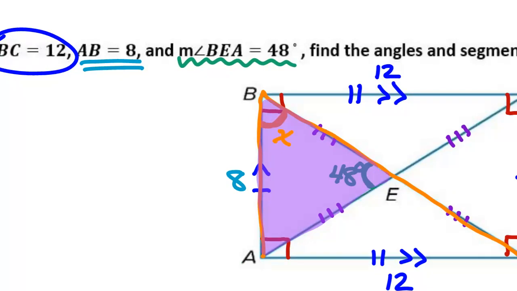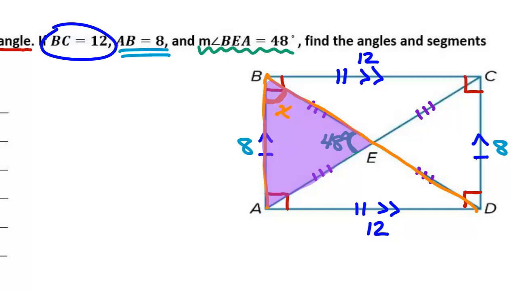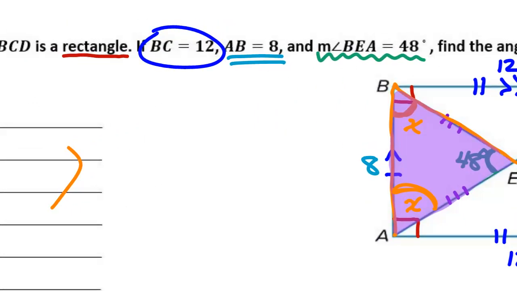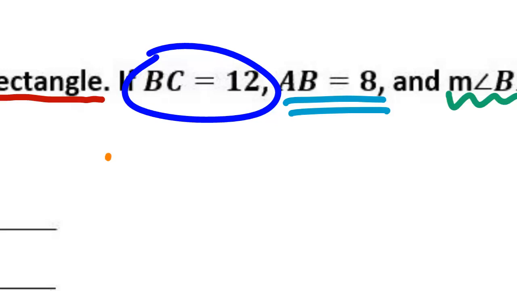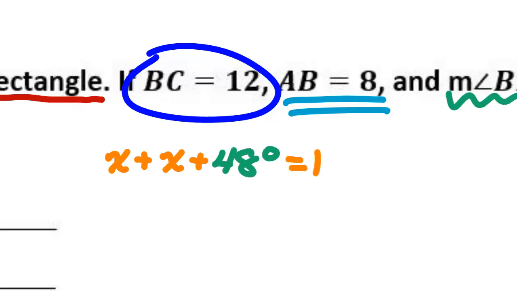ABD and BAC, are congruent to each other. So I'm going to call both of those X. So those are the three vertices of a triangle. So I can do X plus X plus 48 degrees is equal to 180 degrees.